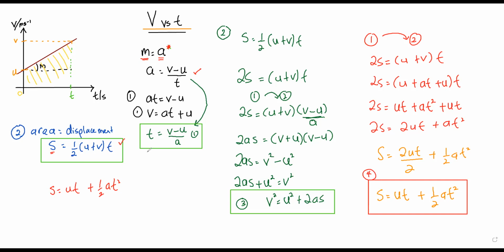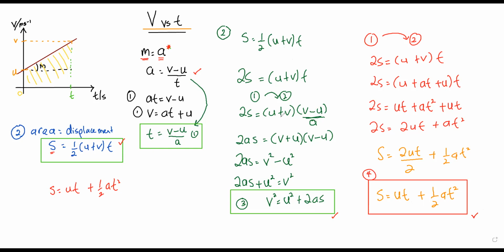Next, what happened next? We got 2 other formulas to identify. If you see the notes there, these are the 2 formulas. How do we get these 2 formulas? We derive them from the first 2 formulas. So we take formula 2, and inside formula 2, we substitute the T from formula 1, which is V minus U per A.